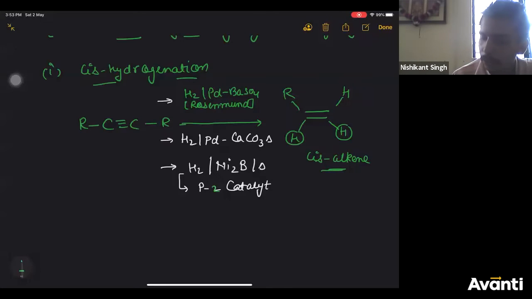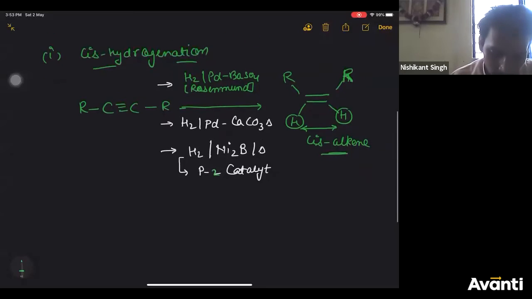Now, cis alkene you will get always. That means both the hydrogens will be added from the same side. Very, very important, right?